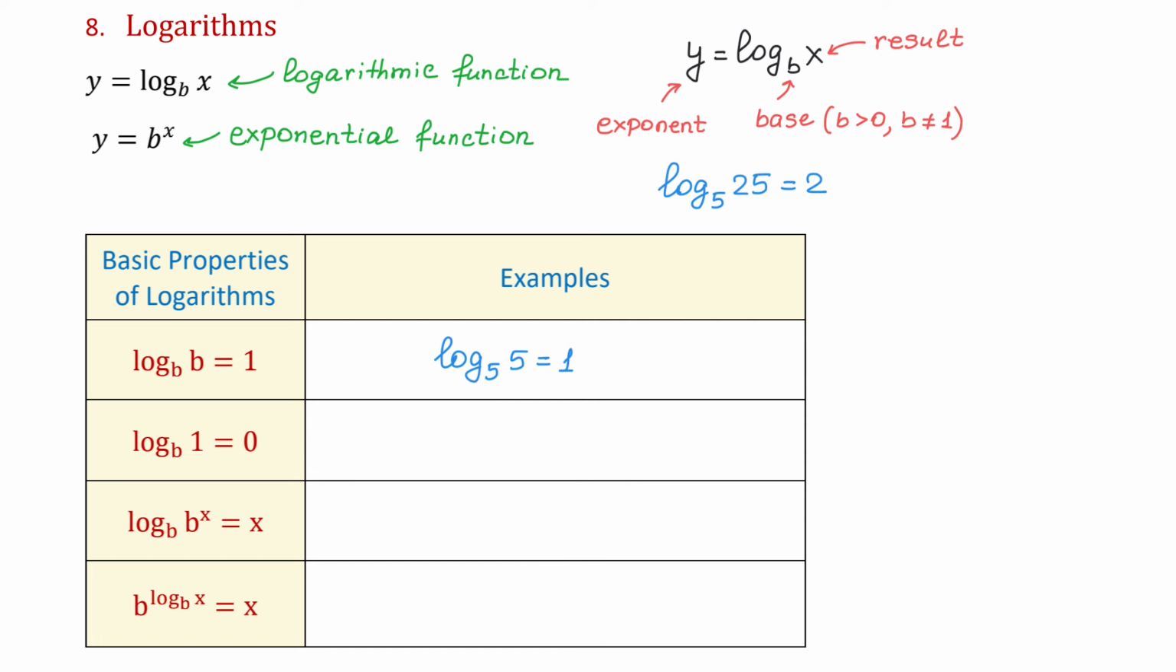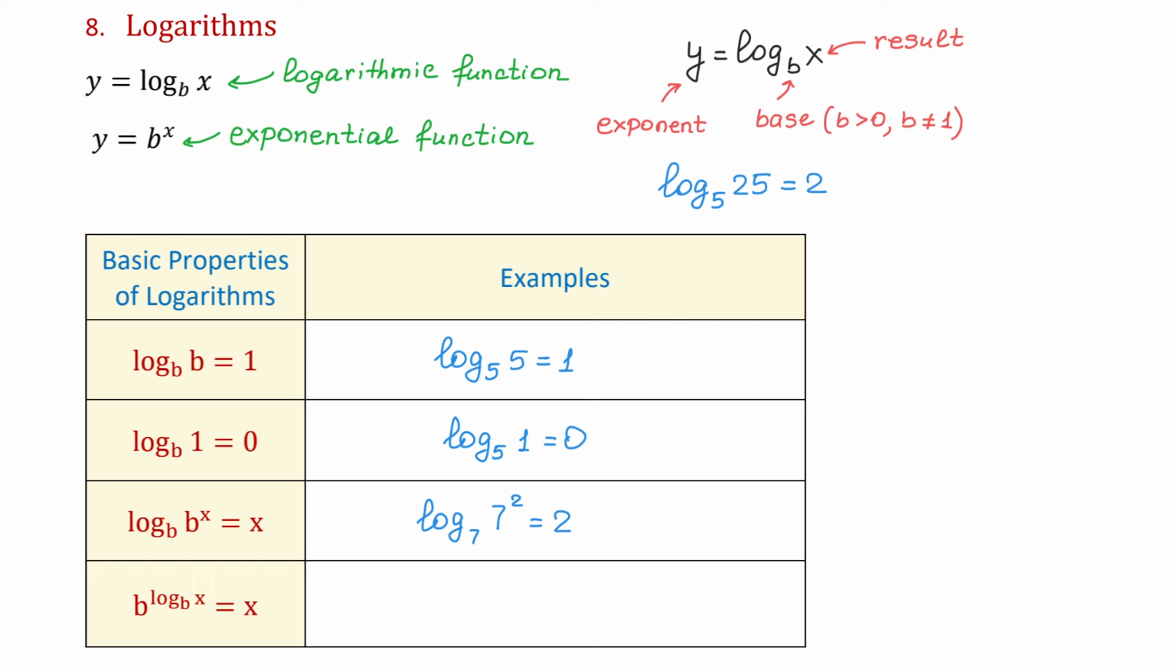In the next property, log base b of 1 equals 0. For example, log base 5 of 1 equals 0. And this is because 5 to the 0 power equals 1. Next, log base b of b to the x power equals x. For example, log base 7 of 7 squared equals 2. And indeed, 7 to the second power equals 7 to the second power.